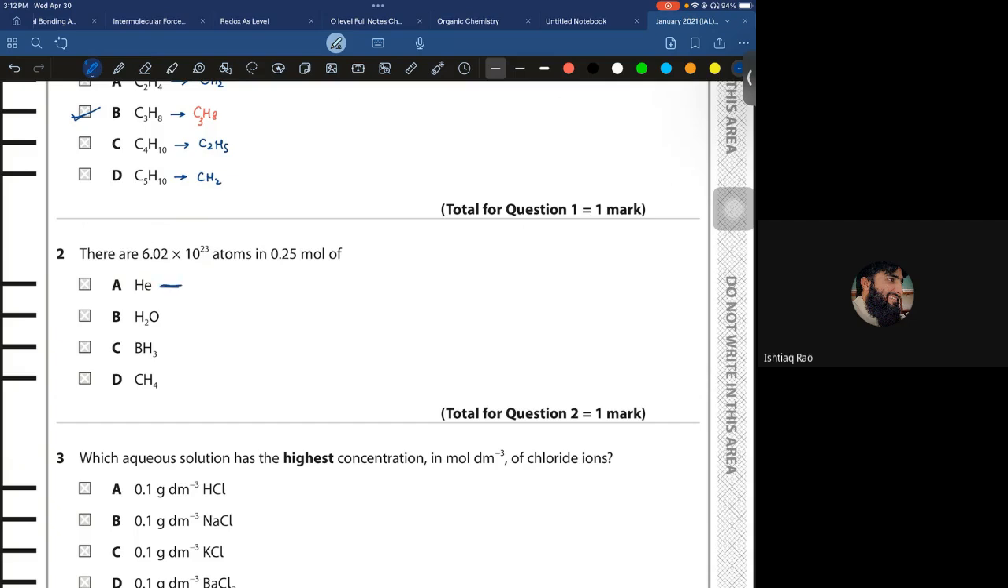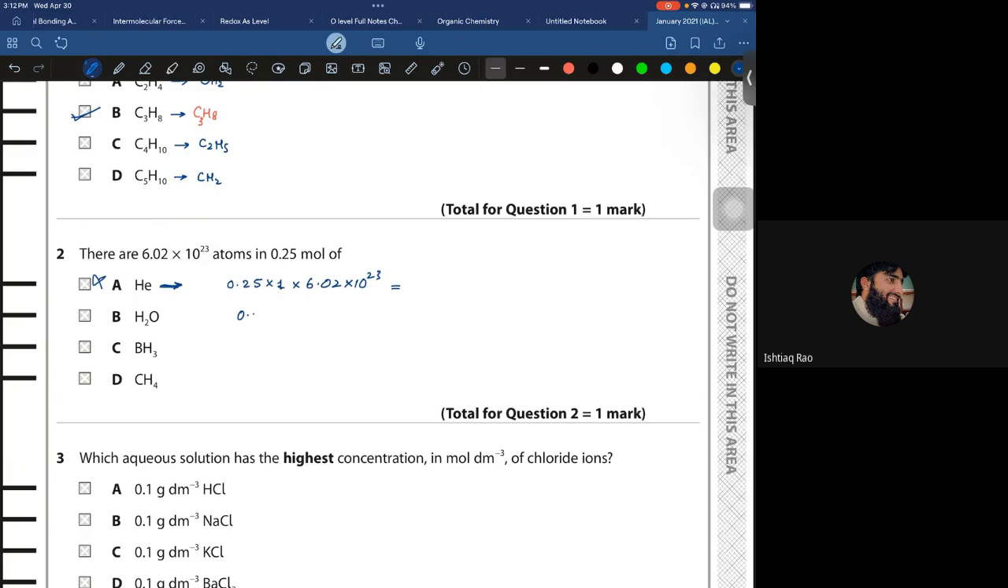Okay, 0.25 multiplied by 1 multiplied by 6.02 times 10 to the 23, because it has only one atom. Of course that's wrong. And if you are going to calculate B, that is H2O. So how many atoms?